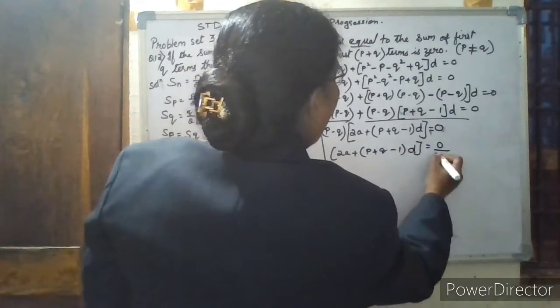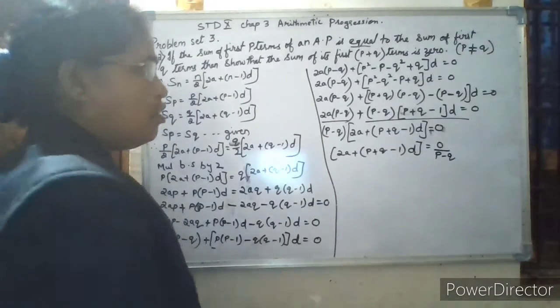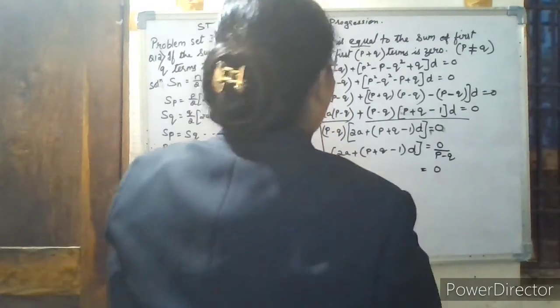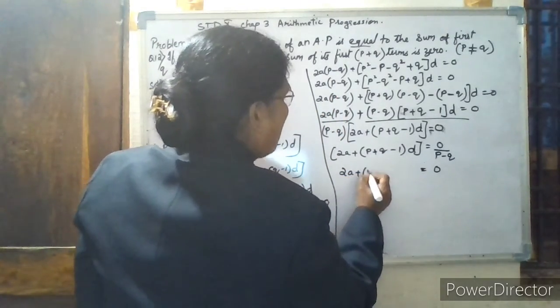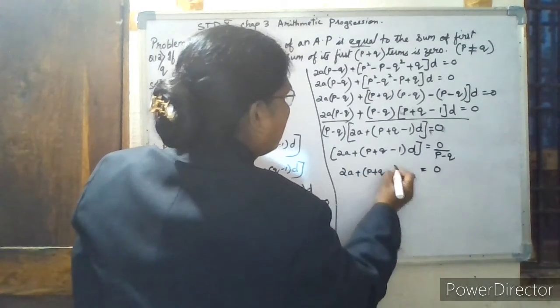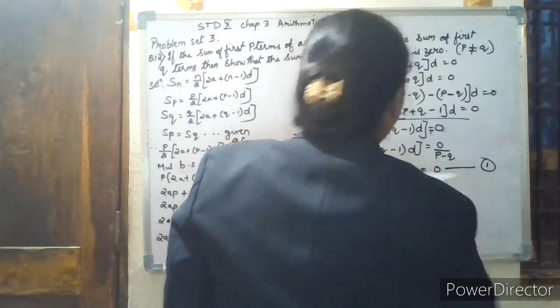This divided by p minus q, I have brought it to this side. Any number 0 divided by any number is equal to 0 only. So we are left with 2a plus p plus q minus 1 into d. Let us take this as 0.1.